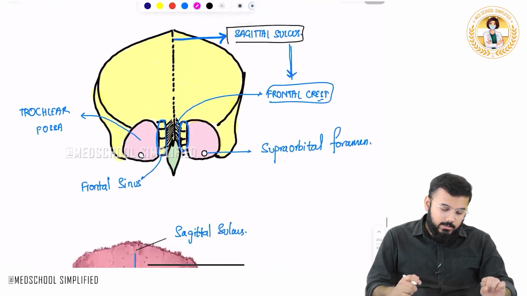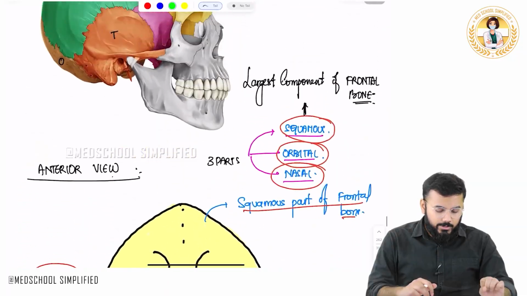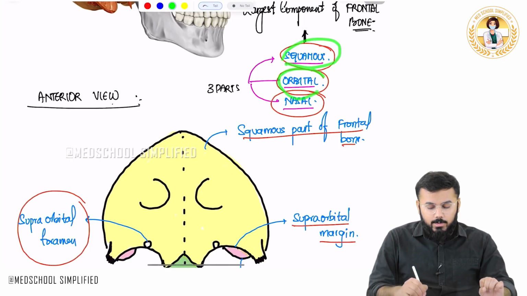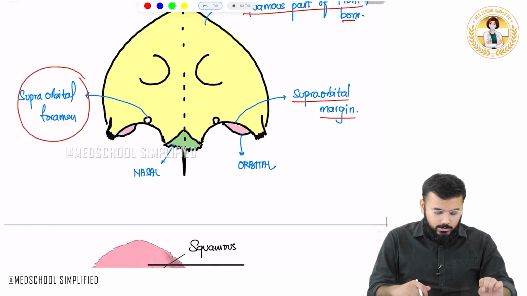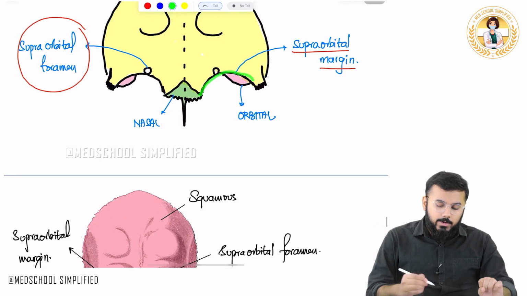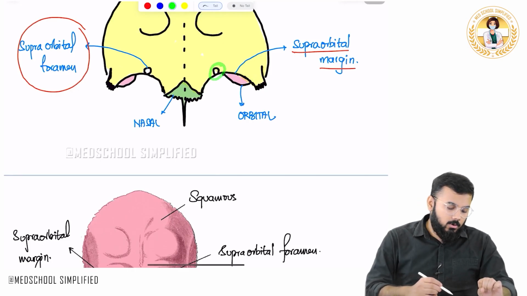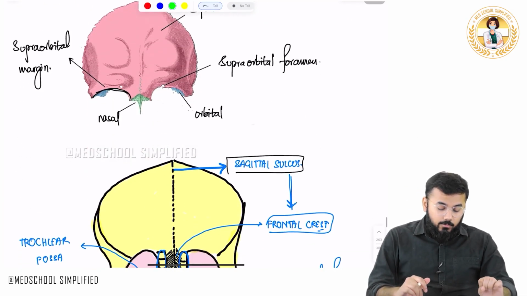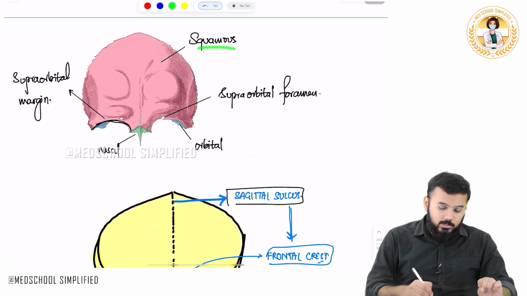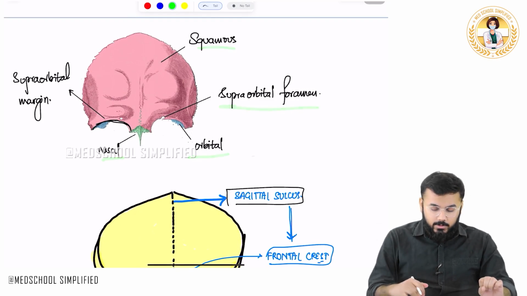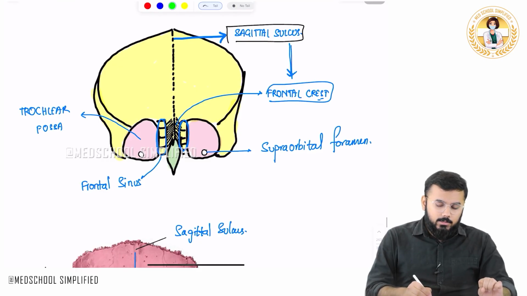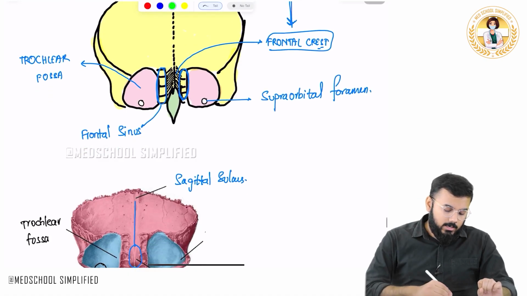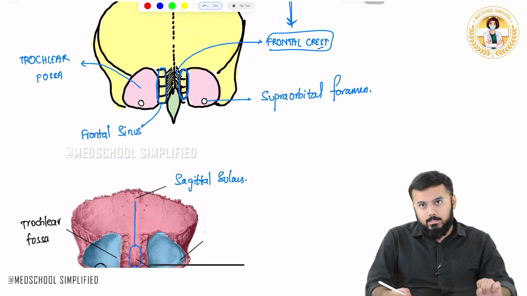Okay, so let us just revise the things which we have just discussed. Frontal bone has got three parts: squamous part, orbital part and nasal part. Squamous part is the largest. Next, here we have got the supraorbital margin. Above that we have got a foramen called the supraorbital foramen. Next we have got the nasal part and the orbital part. After that, over here you can see the squamous part, supraorbital foramen, orbital, nasal. And this sulcus over here is called the sagittal sulcus. Below that you have got the frontal crest. On either side of the frontal crest, the sinus which you have over here is called the frontal sinus.